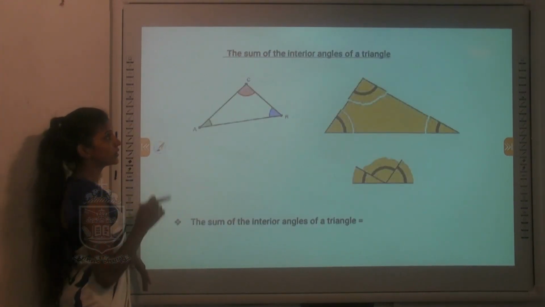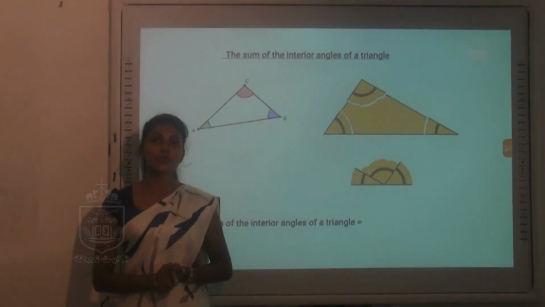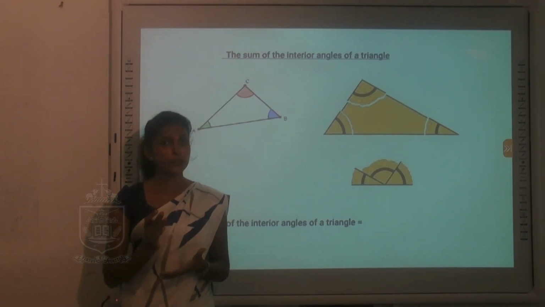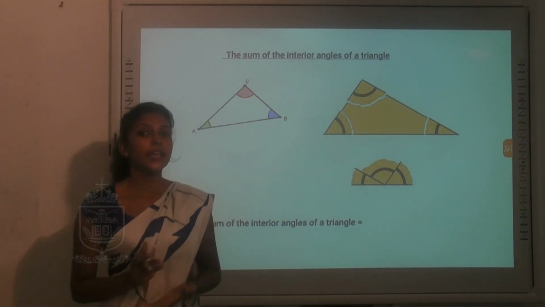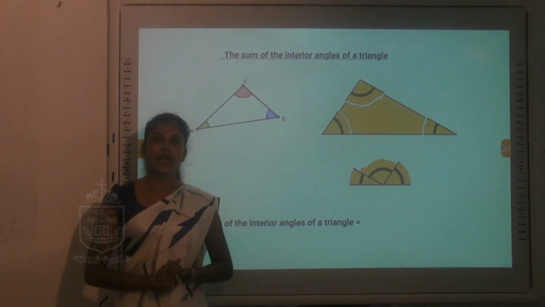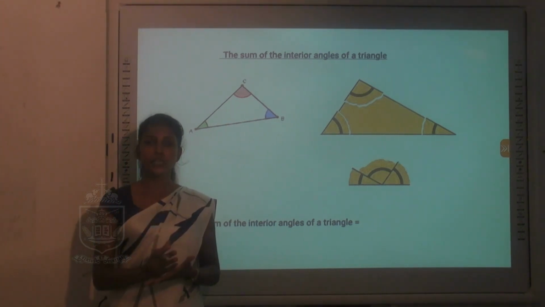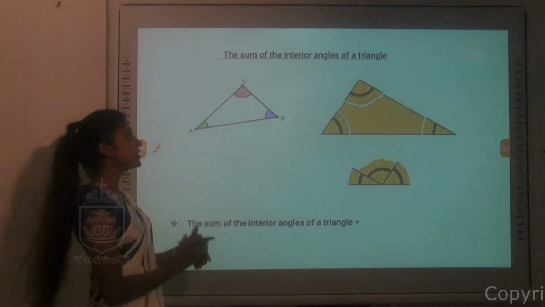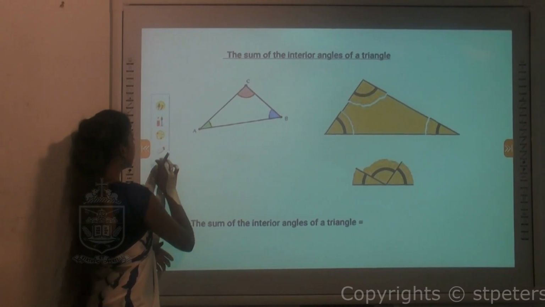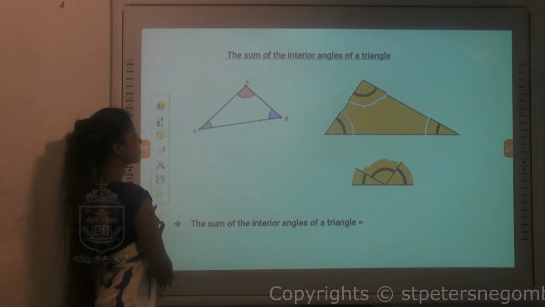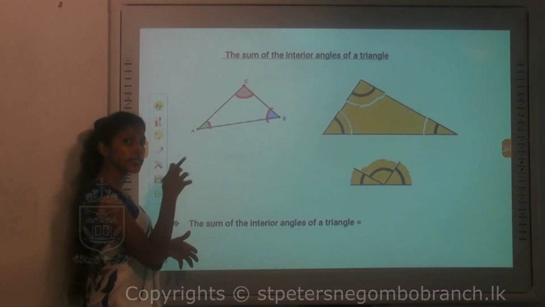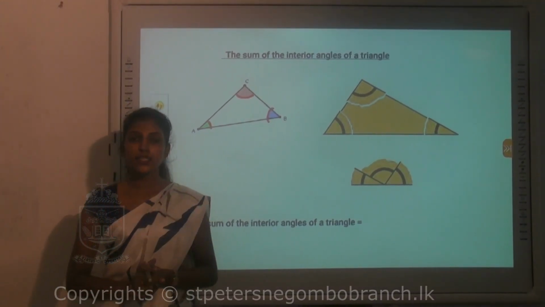Okay, so let's move to the next part of the lesson, that is finding the sum of the interior angles of a triangle. First of all, you should know what an interior angle means. What do you mean by an interior angle? Interior angles are the angles located inside the triangle. You can see in this figure, in the triangle ABC, the three interior angles are these. These are located inside the triangle, so we call them interior angles.